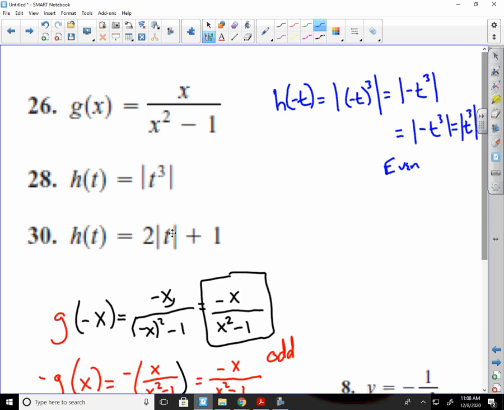So look at 30, same exact concept. So as to make that h of negative t, that becomes 2 times the absolute value of negative t plus 1. Whether this is a positive t or a negative t, it's always going to end up being a positive value. So this one would also be even. Any questions on those?